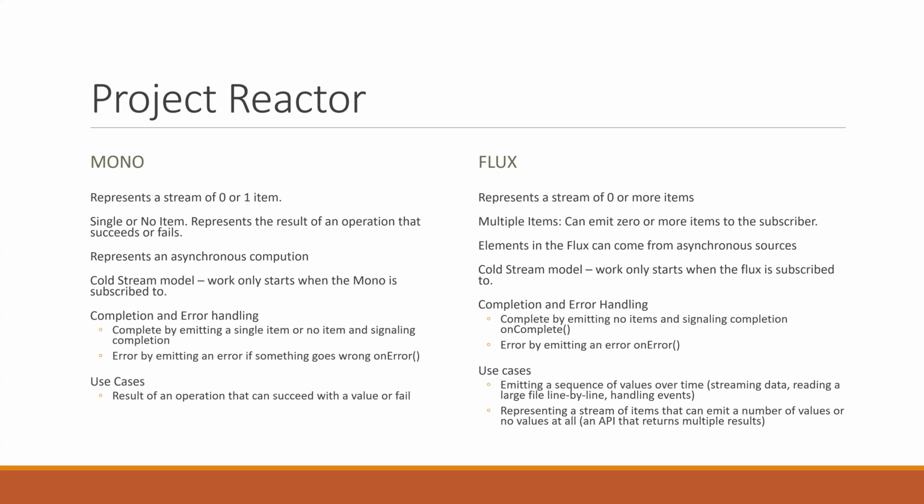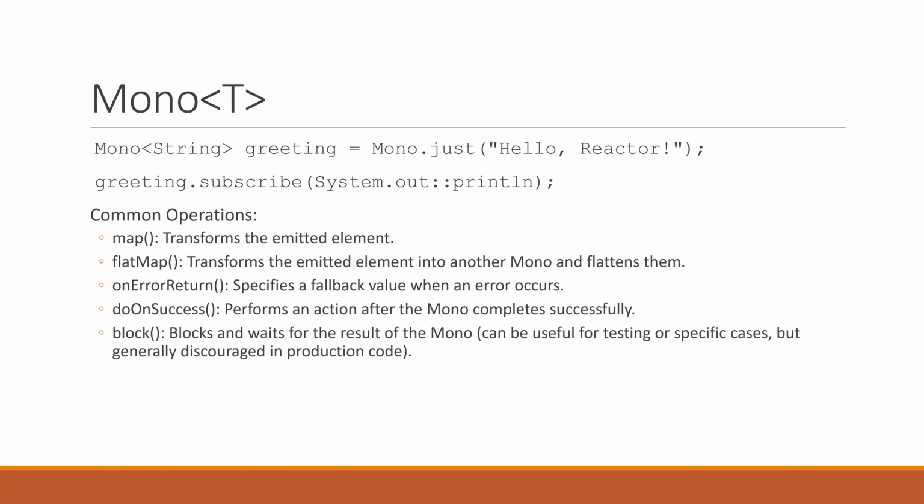All right. Pretty simple. If this were on an exam to describe it, I would say it'd be very simple to say mono handles 0 to 1 items and flux handles 0 to more items. And the real big difference is in the completion. Understanding the completion in a flux and a mono are slightly different, and describe that. That might show up on a test.